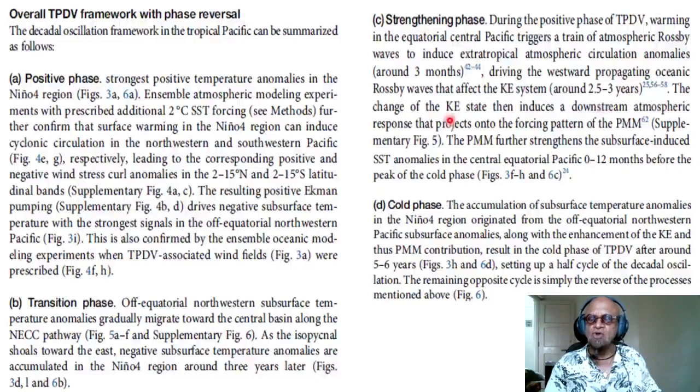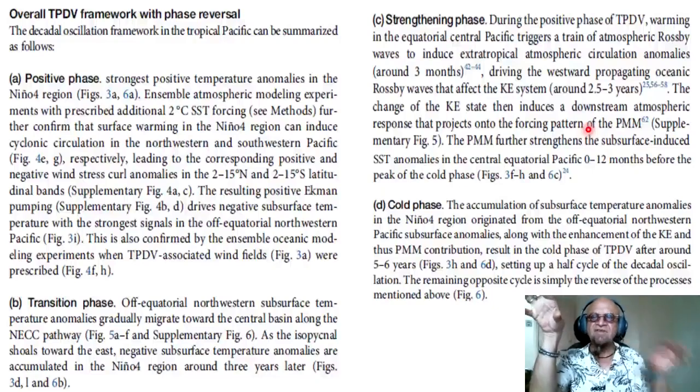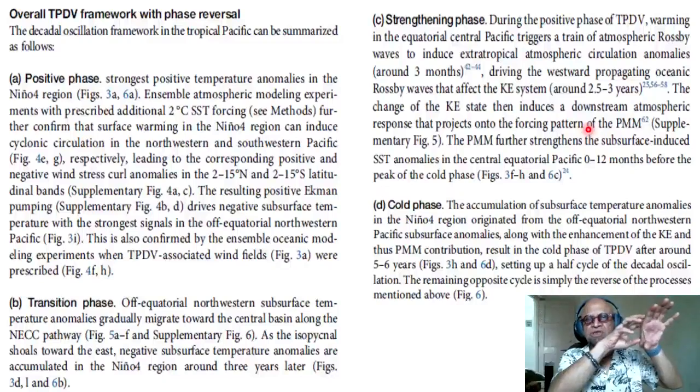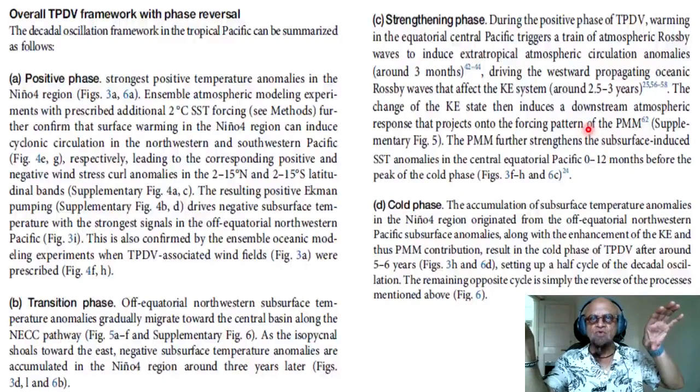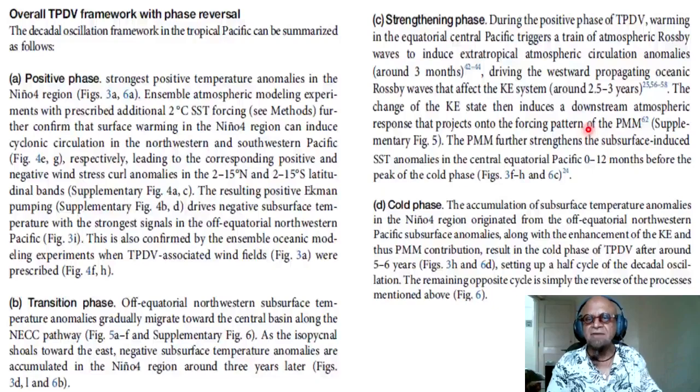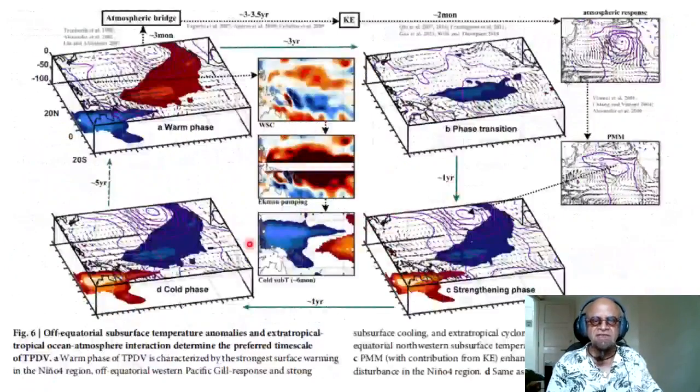The change of the Kuroshio extension state then induces a downstream atmospheric response. So Rossby waves go west from the northeast Pacific to the Kuroshio extension, which responds, then sending a signal back through the atmosphere to the northeast Pacific again. The change of the Kuroshio extension state then induces a downstream atmospheric response that projects onto the forcing pattern of the Pacific meridional mode. The PMM further strengthens the subsurface-induced SST anomalies in the central equatorial Pacific 0 to 12 months before the peak of the cold phase, which was shown here in 6C.